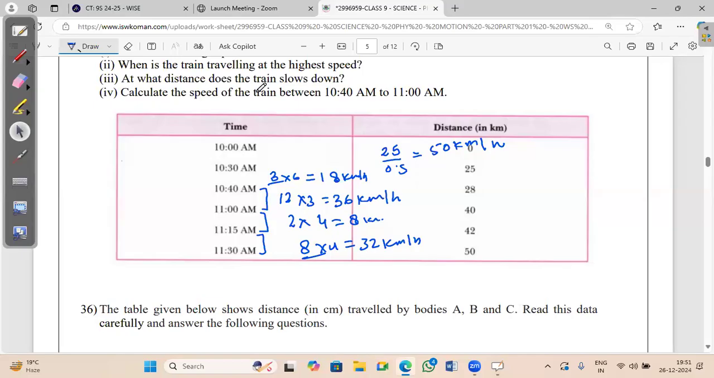Calculate the speed of the train between 10:40 a.m. to 11:30 a.m. We have already calculated that. That's 36 kilometer per hour.